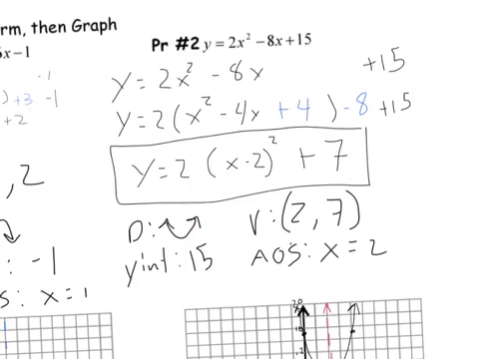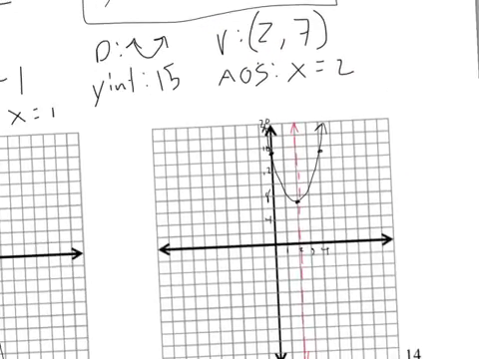I already know that my direction is opening up because this is positive. I already know that my y-intercept is 15 because it's right here. And now I know that my axis of symmetry is x equals 2. So I put all that in a graph.